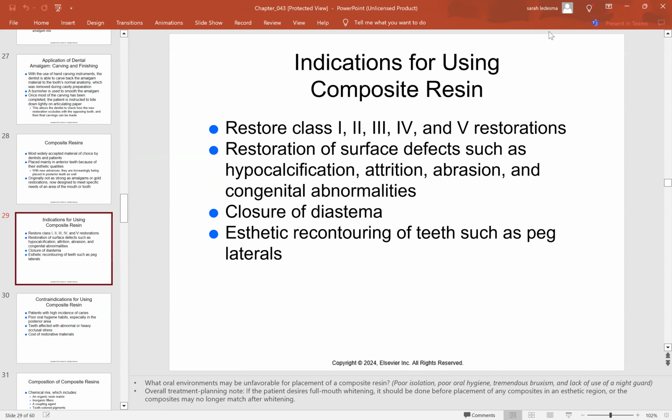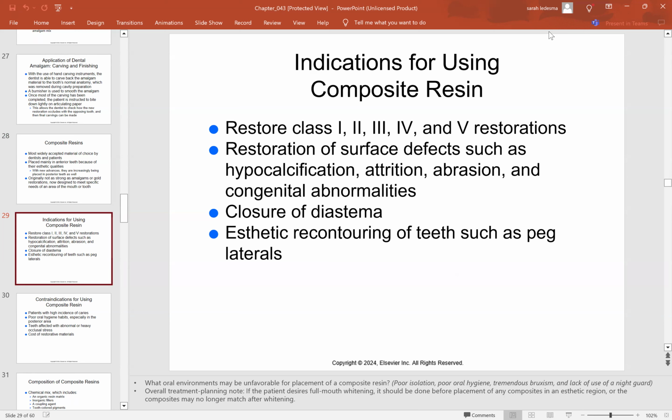Indications for using our tooth-colored or composite resin material are going to be our class 1, 2, 4, and 5 restorations. Restoration of surface defects such as hypercalcification, trituration, abrasion, or any congenital abnormalities. To close a diastema or space, and any aesthetic contouring of teeth like peg laterals.